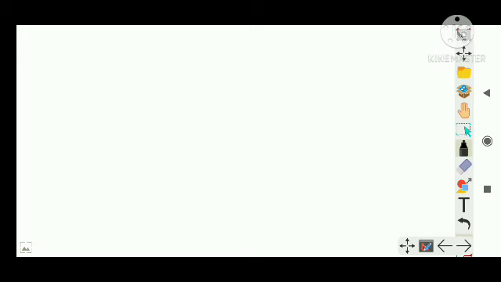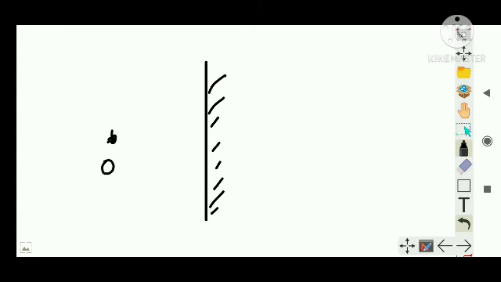Let me take another figure. I want to draw the mirror straight. So this is the object, say this one dot. This is object O, a point object. This is your eye here. You want to see the image of this object O.